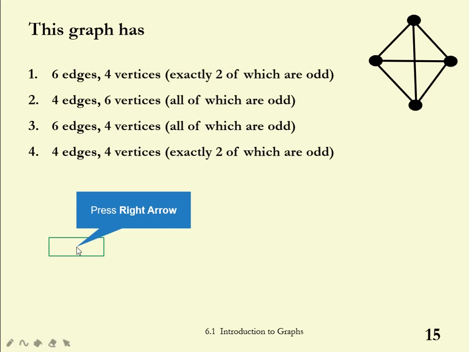Now this graph has 4 edges, 6 vertices, all of which are odd. Which is correct? You must tell me. This has 6 edges and 4 vertices, all of which are odd. Exactly 2 of which are odd. Which one is correct? You must tell me. We will discuss this in the class, when we have an online one-to-one class.